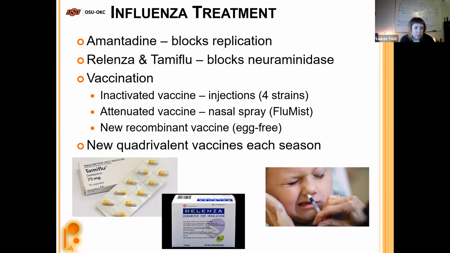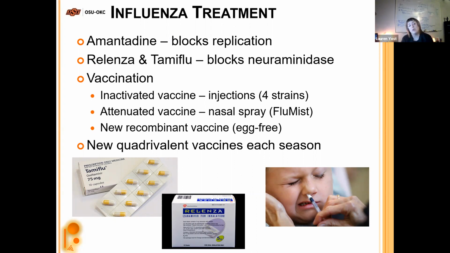So influenza treatment: we have amantadine that will block the replication of the virus. We have Relenza and Tamiflu, which will block the action of the neuraminidase. Vaccination itself: we have the inactivated vaccine with 4 strains that will protect against the flu. The attenuated one is the flu mist that goes up the nose. Attenuated means it's alive, but it has been altered so that it can't be virulent anymore. And then there are new recombinant vaccines that can help protect you even without using eggs to grow a virus, which is what we typically do with the other versions.